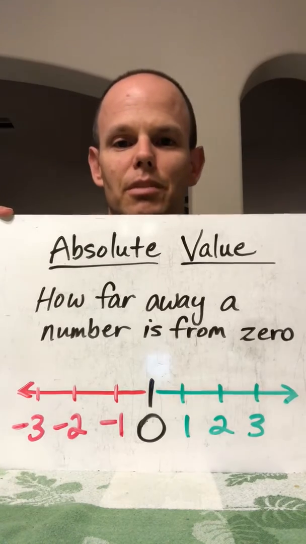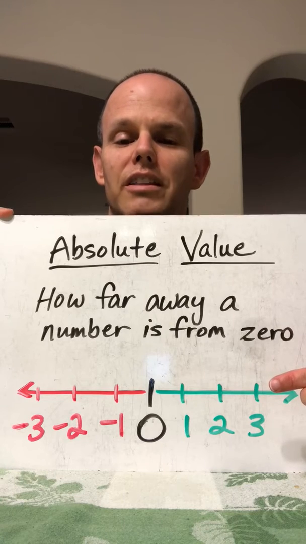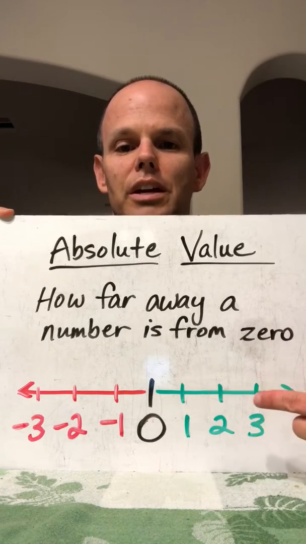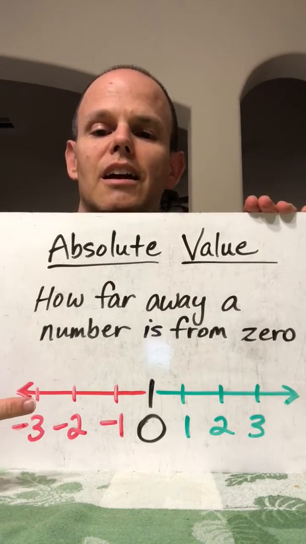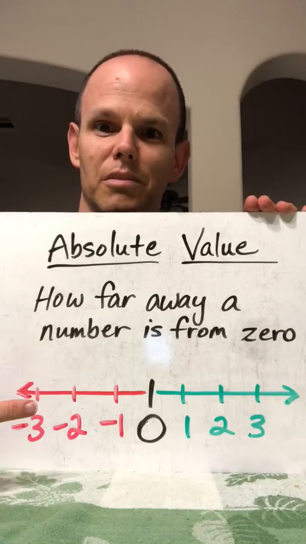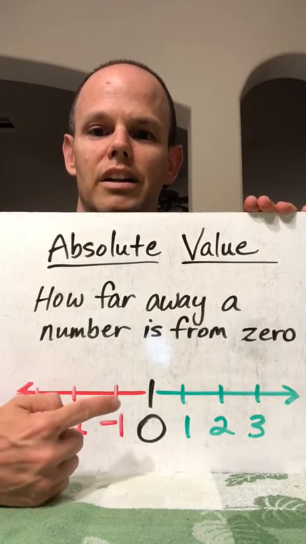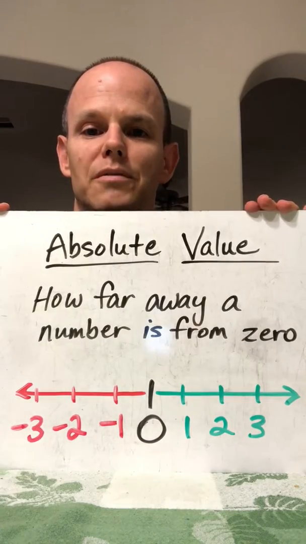So let's take the number 3, for instance. How far away from 0 is 3 on the number line? Well, you can see that it's 3 tick marks. 1, 2, 3. And on the opposite side, -3, if I were here, how far away is -3 from 0 on the number line? It's also 3 tick marks away. 1, 2, 3. And that's what you're going to use today to do absolute value.